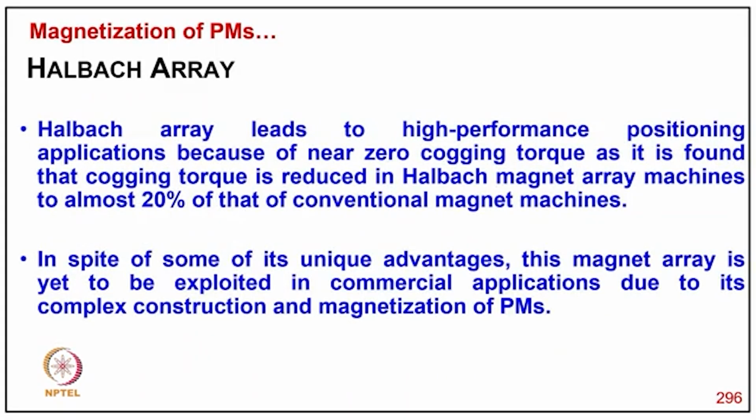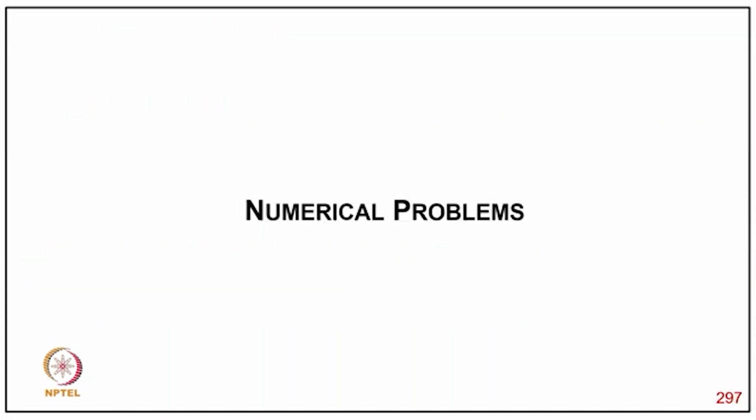So Halbach array leads to high performance positioning application because of non-zero cogging torque, and it is found that the cogging torque is reduced in a Halbach magnetic machine to almost 20% of that of a conventional magnet machine. And in spite of some unique advantages, this magnet array is yet to be explored in commercial application due to its complex construction and magnetization of PMs.